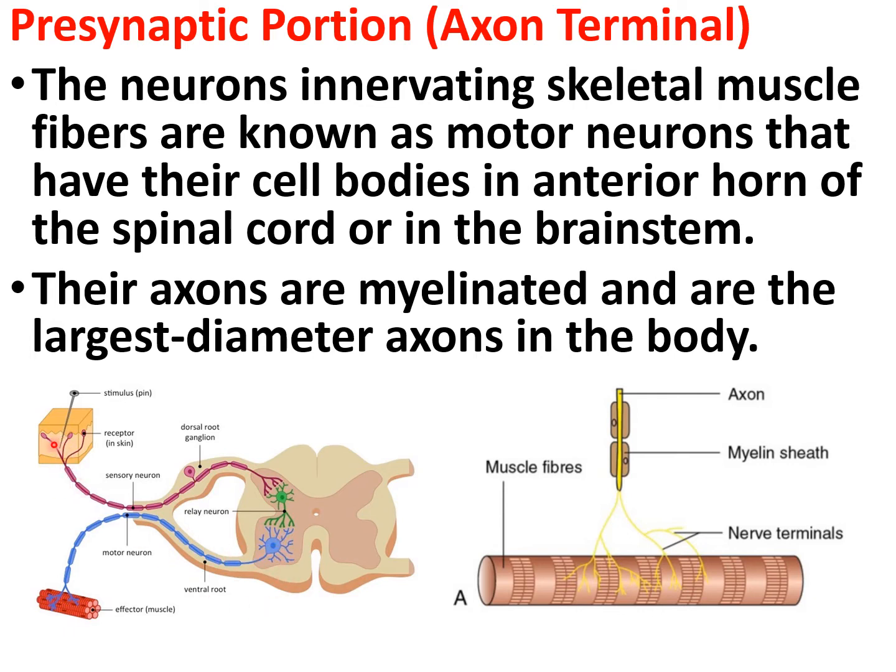Sensory impulses that arise from the receptors located in the skin or mucous membrane pass through the sensory neurons and relay in the posterior horn, and this one is an interneuron or relay neuron. Then the impulses pass through the motor neuron, and the effectors are muscle fibers or muscle. So the neurons innervating the skeletal muscles are known as motor neurons, with their cell body in the anterior horn of the spinal cord or in the brainstem, and their axons are myelinated and are the largest diameter axons in the body.